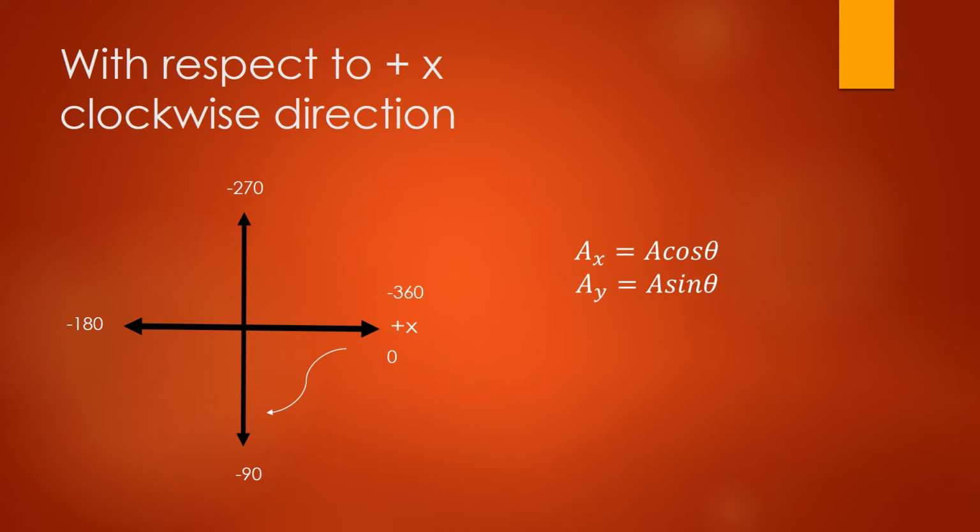So, if you're going to use Ax is equal to A cosine theta, just plug in the negative. So, Ax is A cosine of negative 270. Ay is A sine of negative 180. So, if the direction of your measurement is clockwise, then all your angles should be negative.